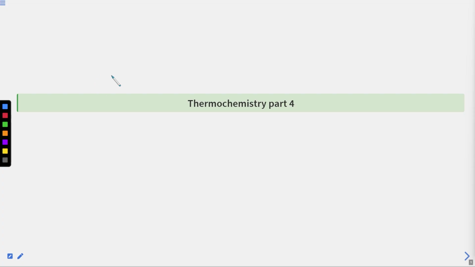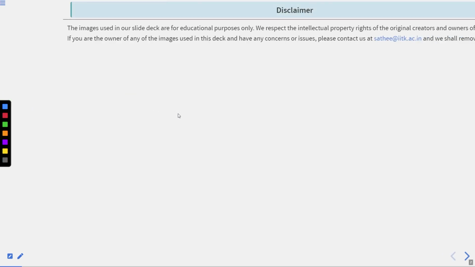Hello everyone. Let's start studying some practice questions from thermochemistry, and we are studying some part 4 questions. So let's start.